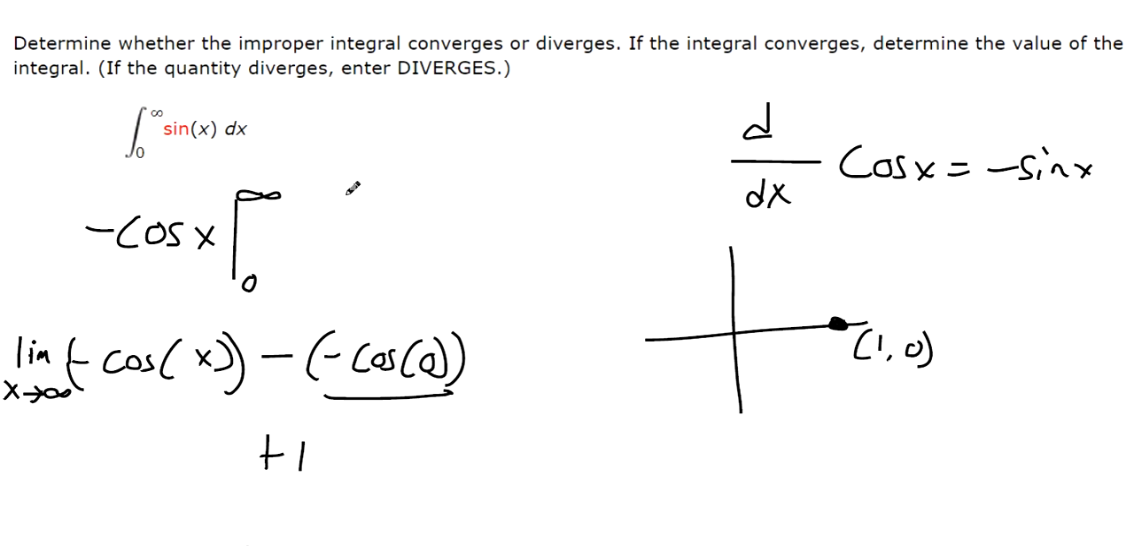So that means we say that this entire integral quantity diverges. Okay, this diverges because we can't evaluate that limit as x goes to infinity.